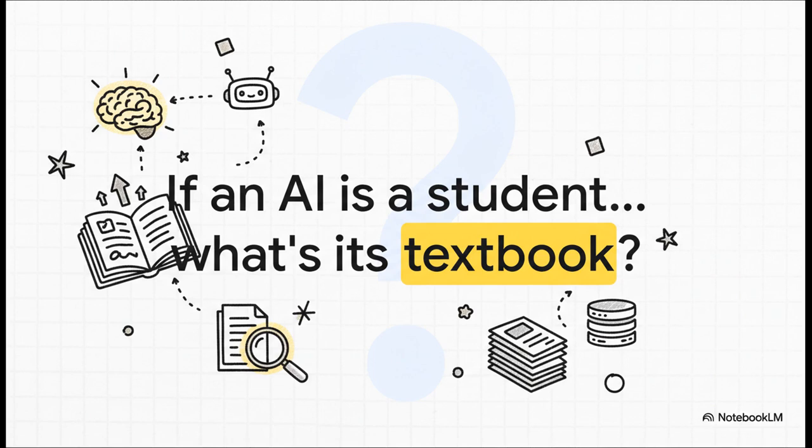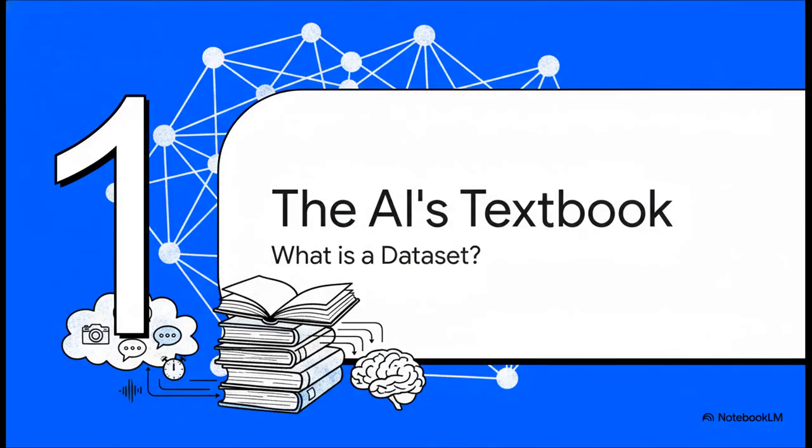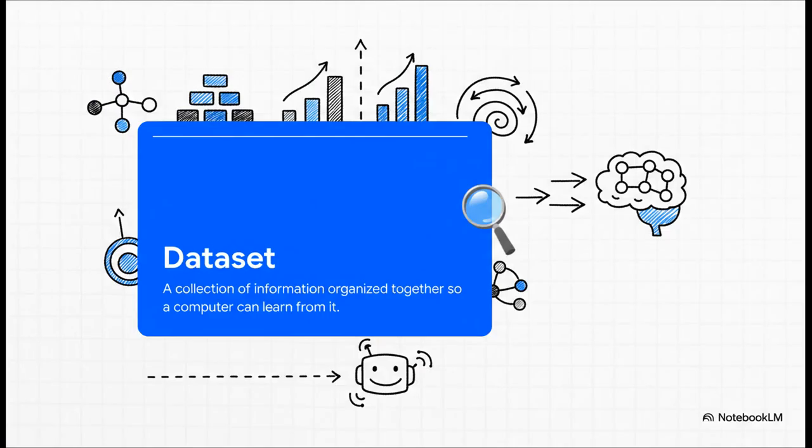And probably the best way to wrap your head around this whole thing is with a really simple analogy. Let's just think of an AI as a student. If that's the case, then the biggest question we have to ask is, what's its textbook? Okay, so that textbook, the thing that holds all of an AI's knowledge, well, in the tech world, we call that a dataset. And trust me, it is the absolute foundation of everything we talk about when we say machine learning.